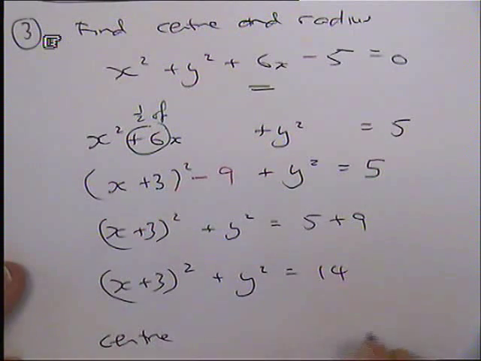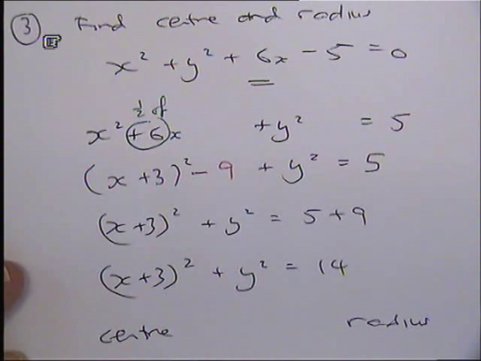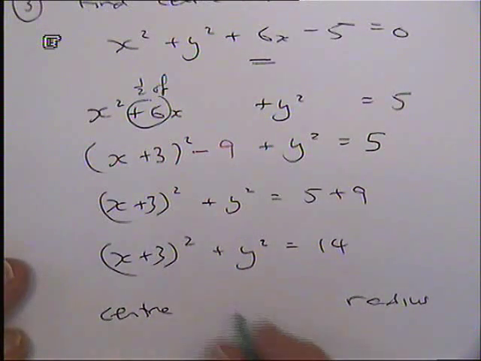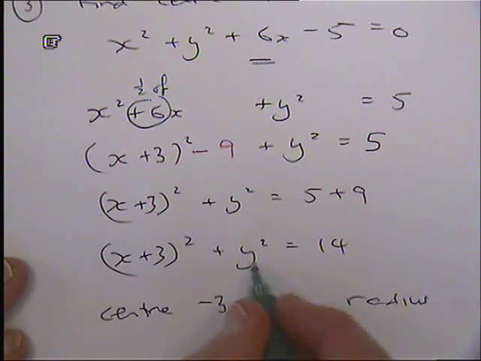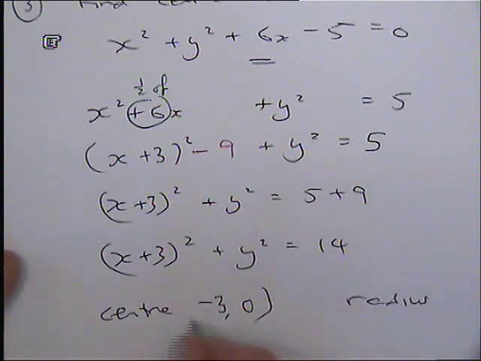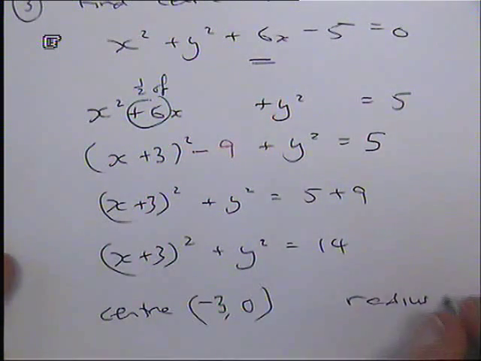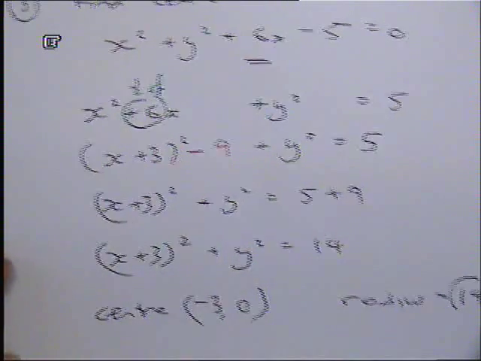So, the centre and the radius of that one. The centre for that one will be minus 3, 0. Yeah, there's nothing added on or taken off that y. That's why it's 0 there. And the radius will be, yeah, square root of 14. Okay?